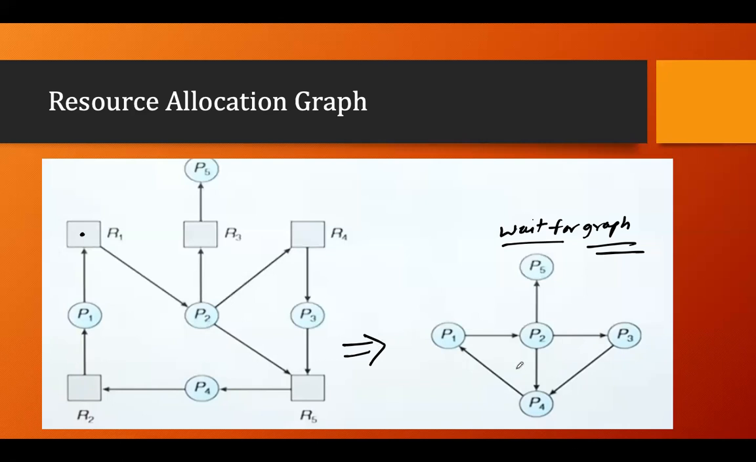Now in this particular wait for graph, we'll look for a loop. Do we have a loop? As you can see here, this is going here, this is going here, this is going here. So we have a loop here. Here, do we have a loop? No. So we have only one loop. It means that this particular sequence is suffering from deadlock.